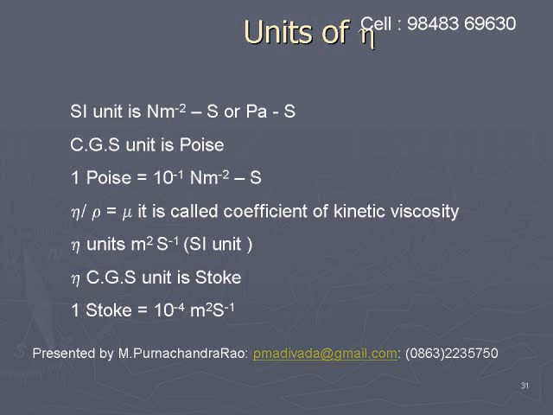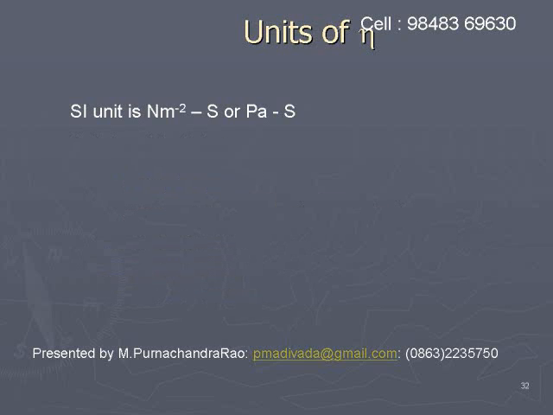Units of eta. The SI unit of eta is Newton per meter square into second, or Pascal second. The CGS unit is poise. One poise is equal to 10 to the power of minus 1 Newton per meter square into second.